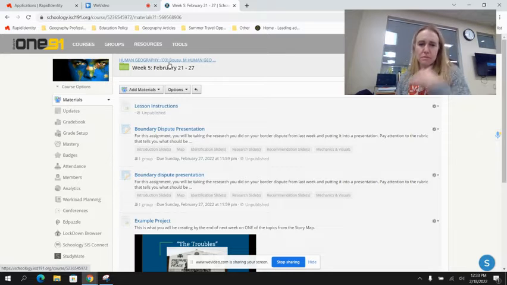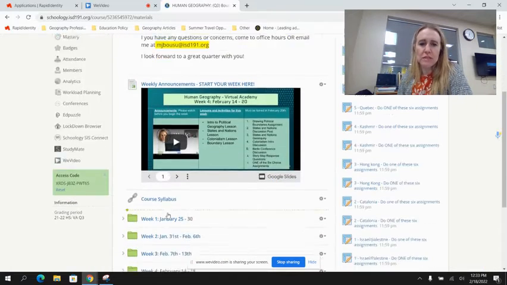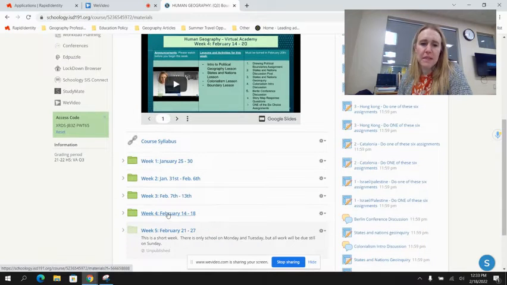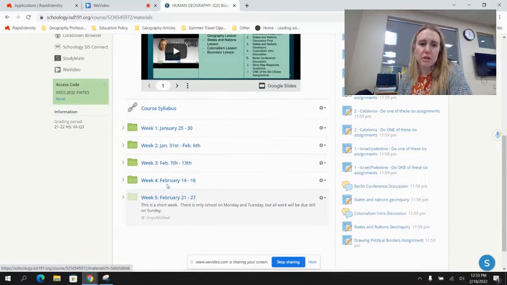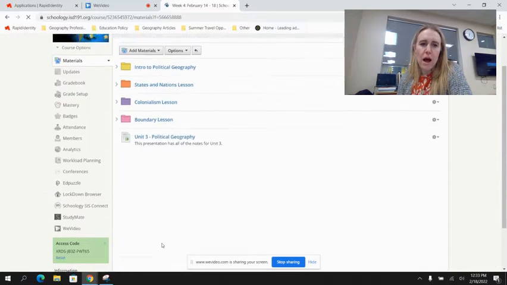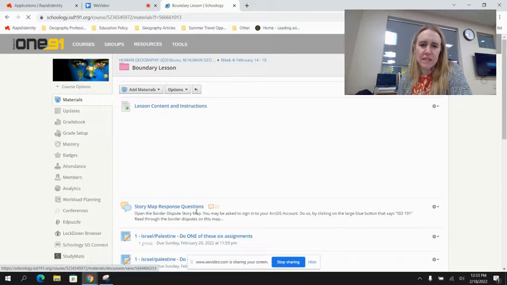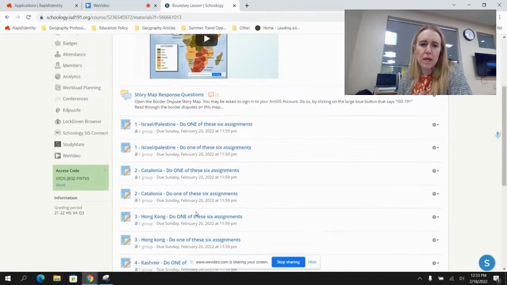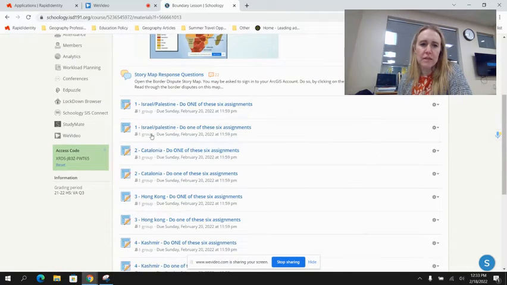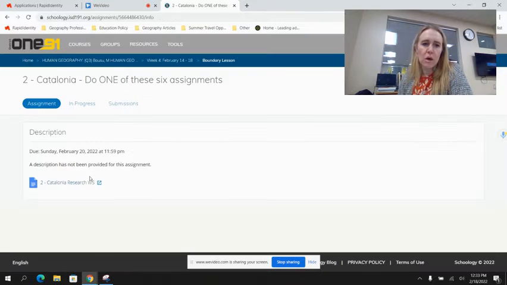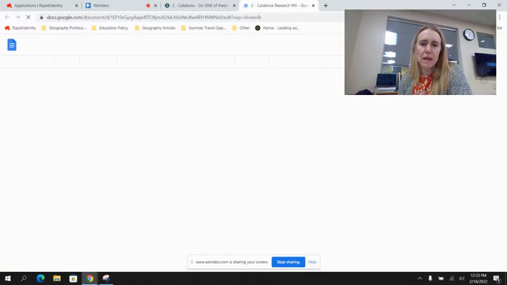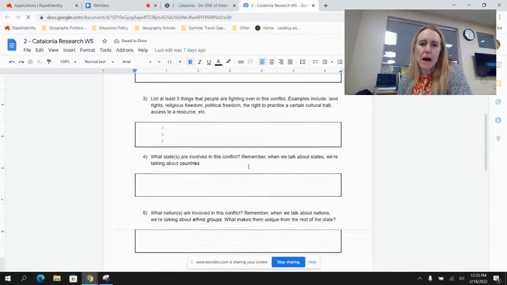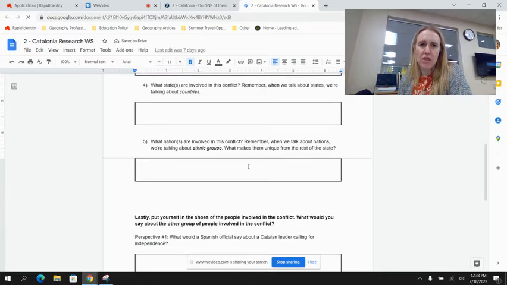You will have to do a little more of an extension than you did in your original research, and you may need to do some more research. So going back to week 4, you're going to open up this boundary lesson or the border lesson, and you are going to go back and find your assignment. So let's say you did Catalonia. You're going to open up your Catalonia research assignment. I would open this up, and I would have the information there.